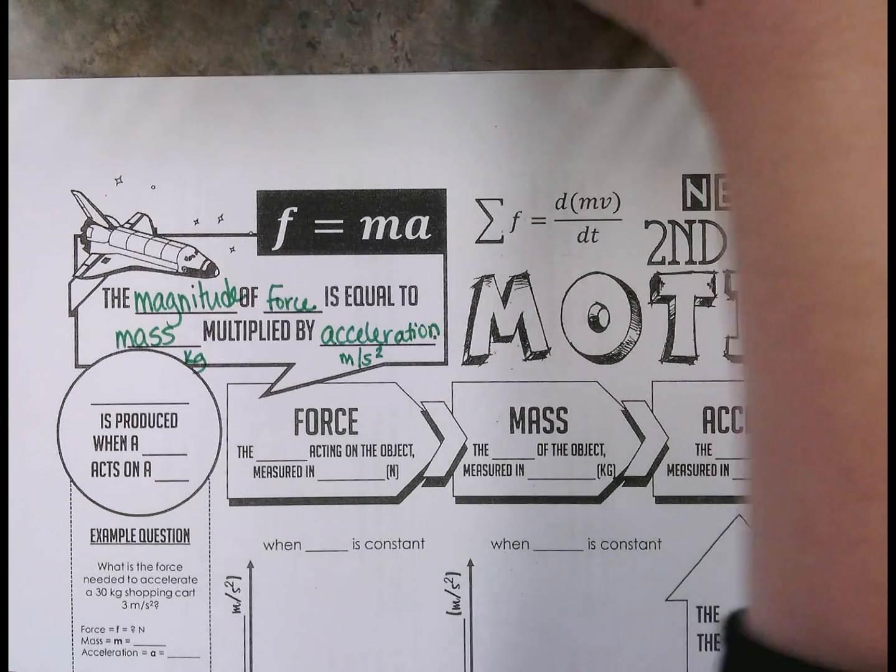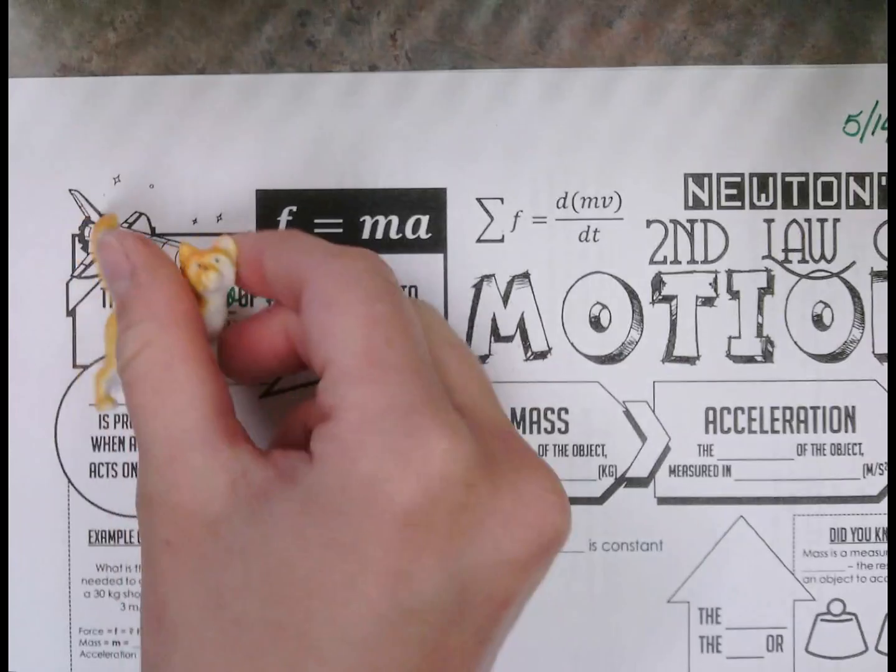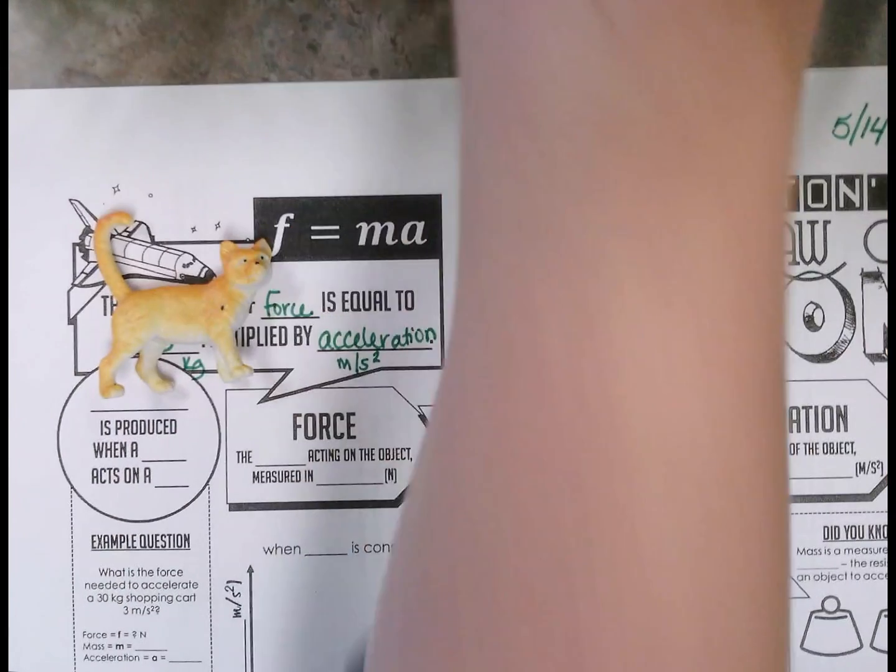So, what did I use yesterday? Oh, we got a little kitty cat here. Well, I think we're going to need a couple of them. So we'll have a kitty cat and a goat.